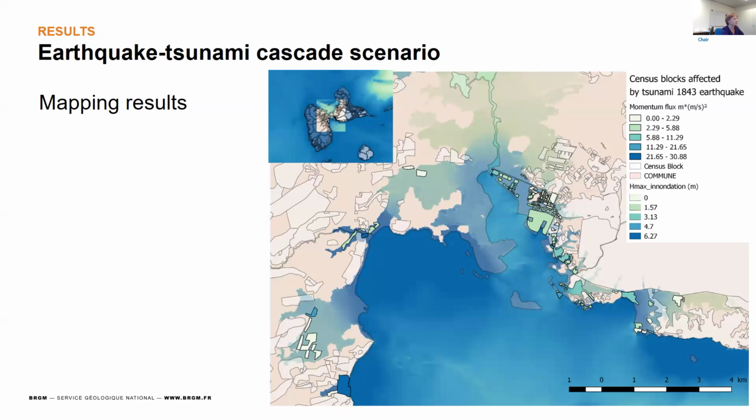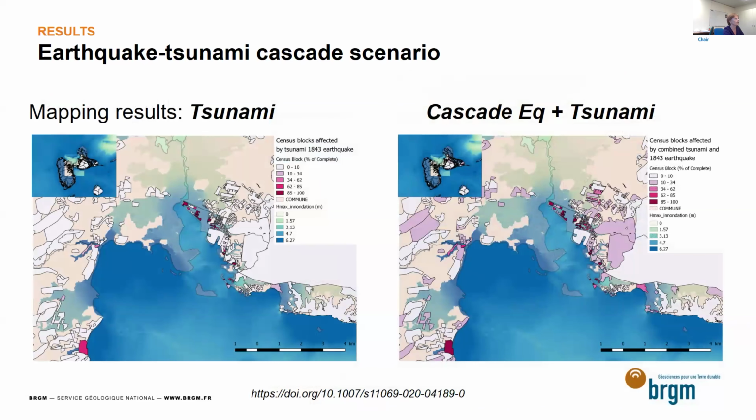Here we have some mapping results. So here we have the inundation at Pointe-à-Pitre, which is the area most impacted by the tsunami in Guadeloupe. And here we have also mapping results just to compare results from the tsunami alone and results coming from the cascade, earthquake and then tsunami. And we can see here that of course the areas with complete damage are more extensive in the right part of the screen, which is normal.